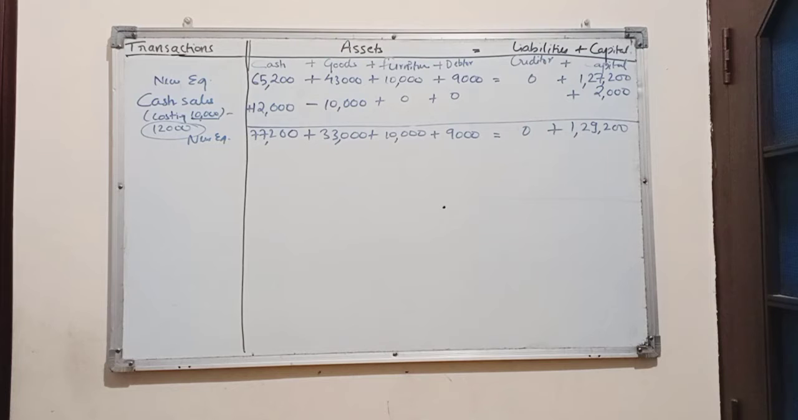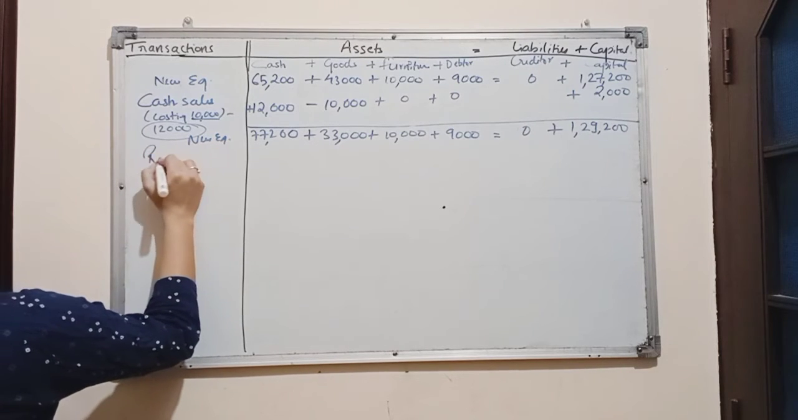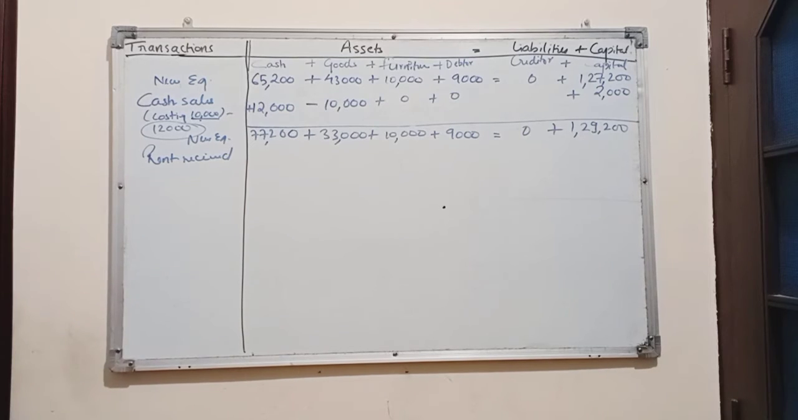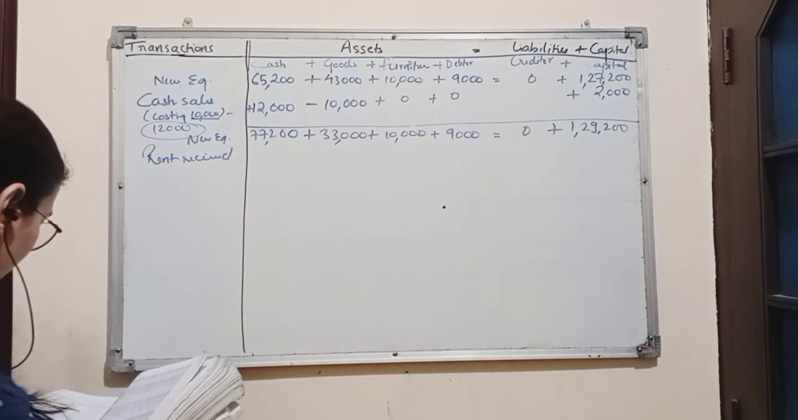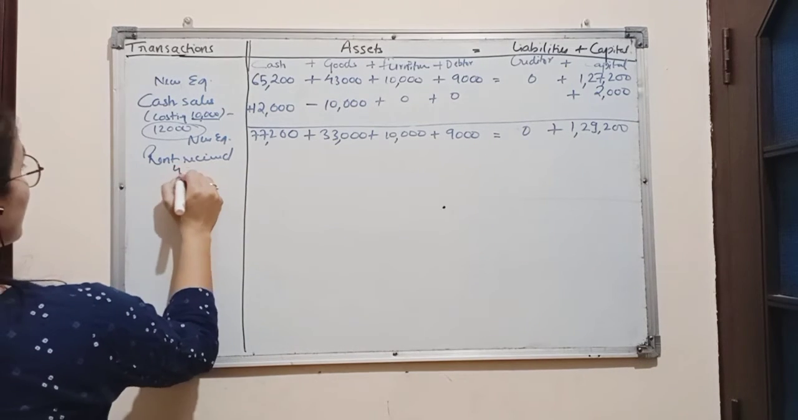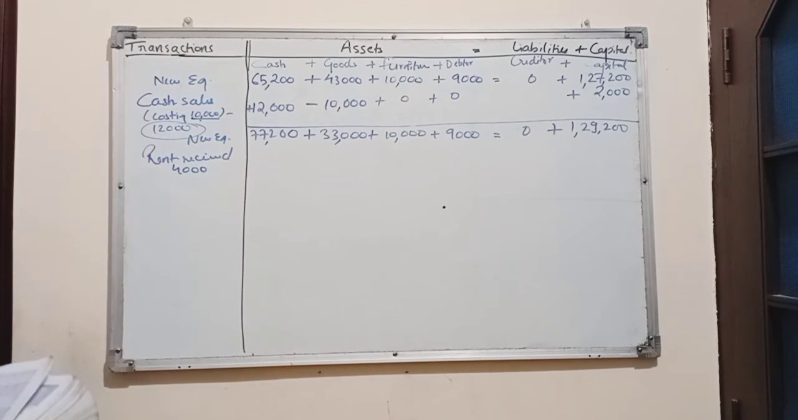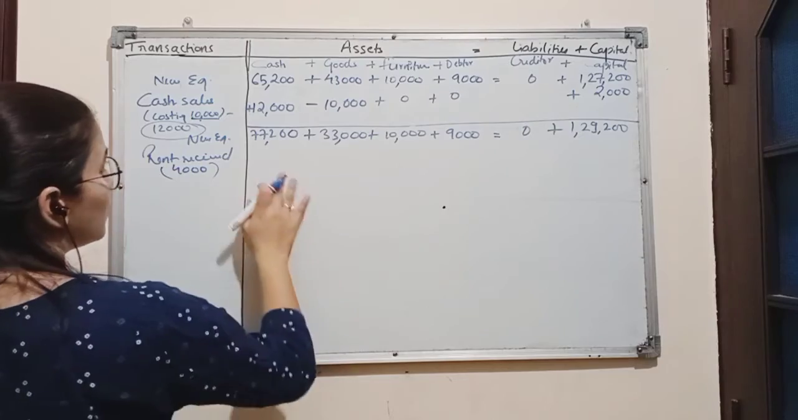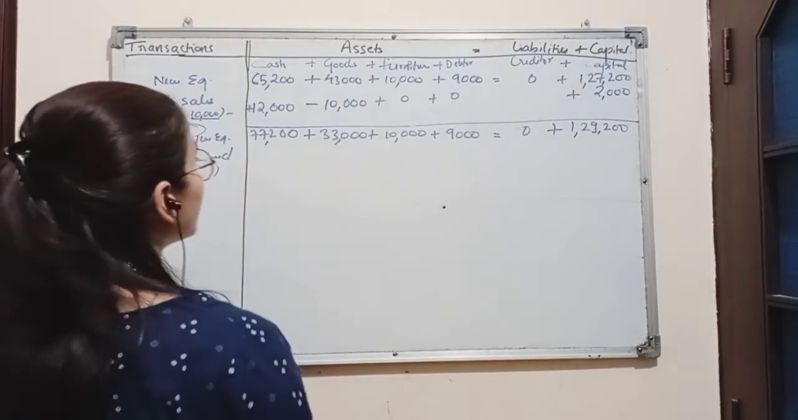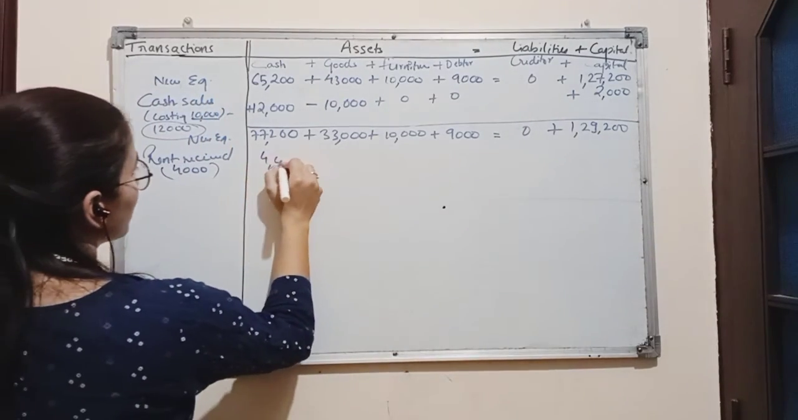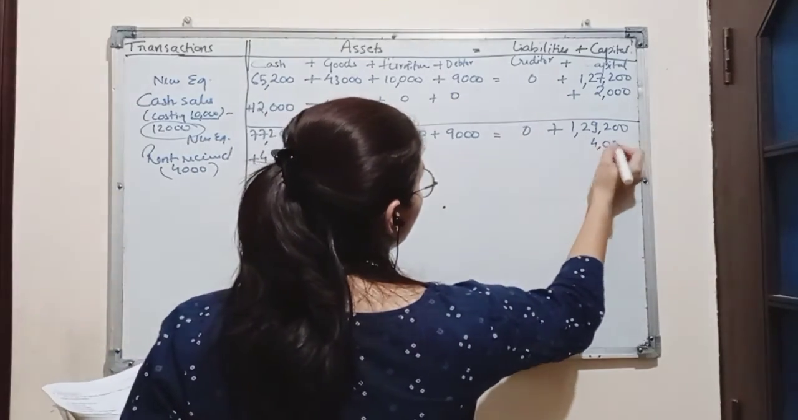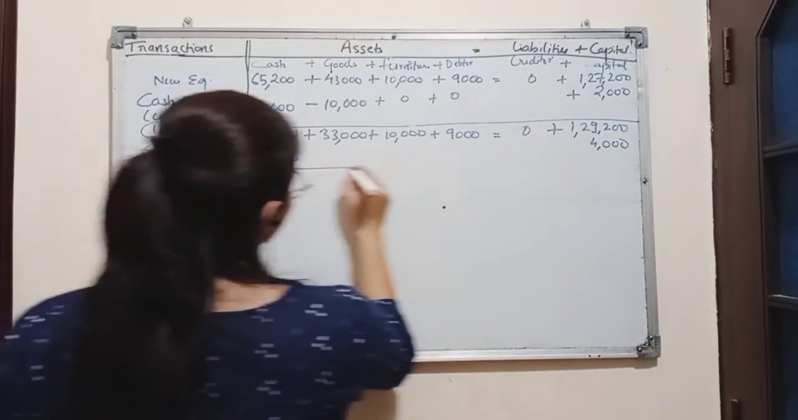Now next transaction is rent received. Rent received is an income for the firm. Rent amounting to rupees 4,000 has been received by the firm. So it is an income, and we know income is added to cash as well as capital. So we will add this amount in the cash column and in the capital column.